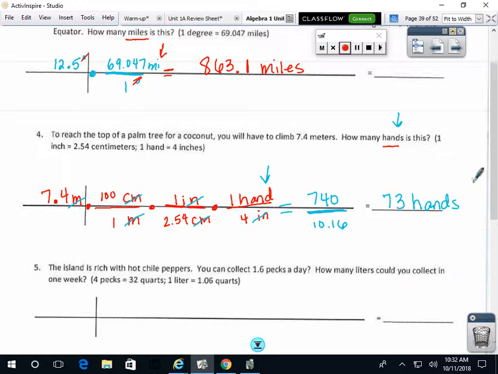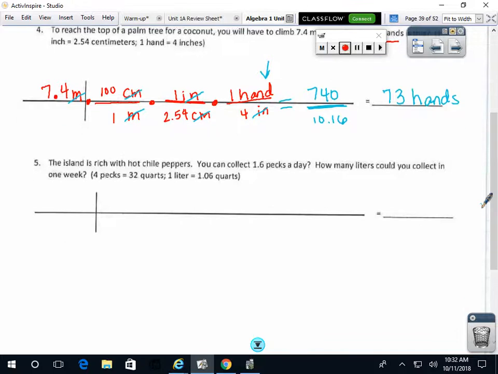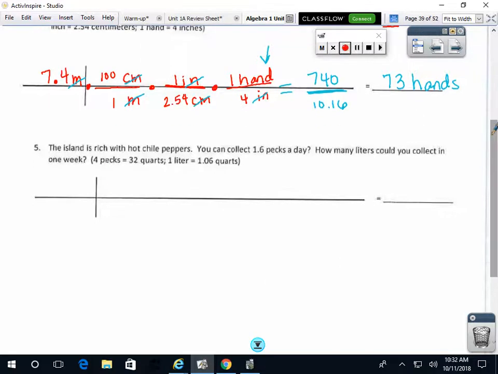All right, number 5 is a little bit different. Okay, and problems like number 5 are the reason we actually came back to this today before going over the review sheet, because I didn't do any like this. So everybody just put down your pencil for a second and pay attention, and then I'll give you time to copy. The island is also rich with hot chili peppers. You can collect 1.6 pecks a day. How many liters could you collect in 1 week?